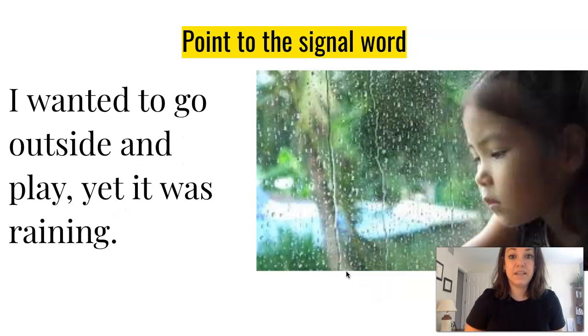How about this signal word? I wanted to go outside and play, yet it was raining. This one's a little trickier. So if you pointed to the signal word yet, you are correct. Yet means something else is happening. So this girl wants to go outside and play, yet it was raining. Yet can also substitute the word but. So we can use that word as well. But it was raining. So something else is happening.